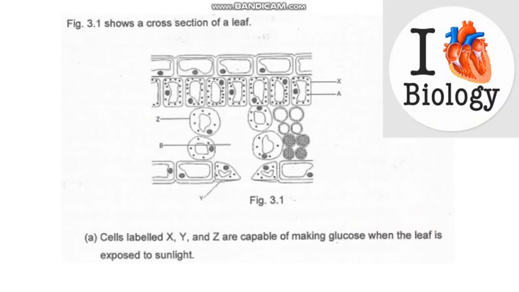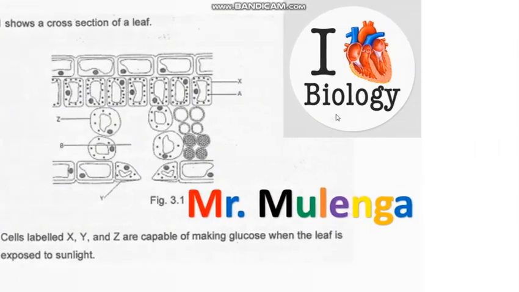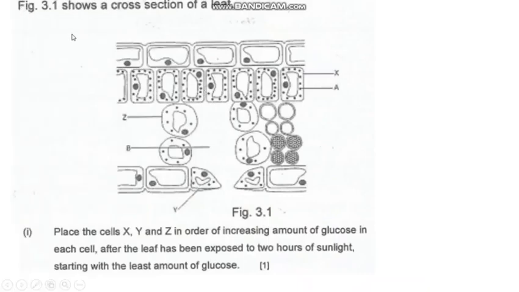So in this presentation, we are going to answer this question, which is coming from nutrition in plants. So this is your presenter, Mr. Mlenga. So let's look at the questions. So we are looking at our question. The question reads, figure 3.1 shows a cross section of a leaf. So this is figure 3.1 showing the cross section of a leaf. So this figure is having structures X, A, Z, B, and Y.